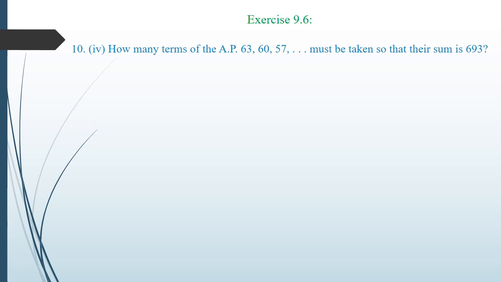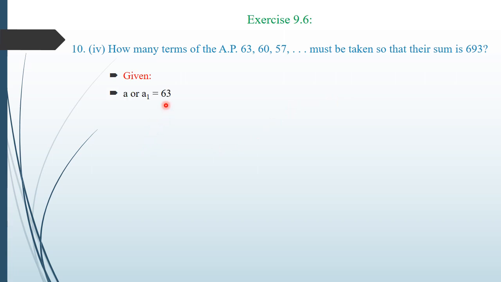Fourth sub question of question number 10. How many terms of the AP 63, 60, 57 and so on must be taken so that their sum is going to be equal to 693? Exactly the same question we just solved in the third sub question of question number 10. Again let us note down the given data.